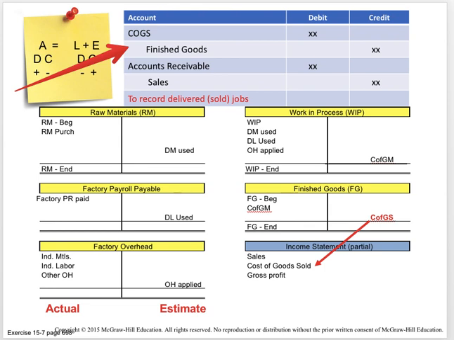So that is my summary of job order costing and the journal entries, and we'll talk more about overhead later.